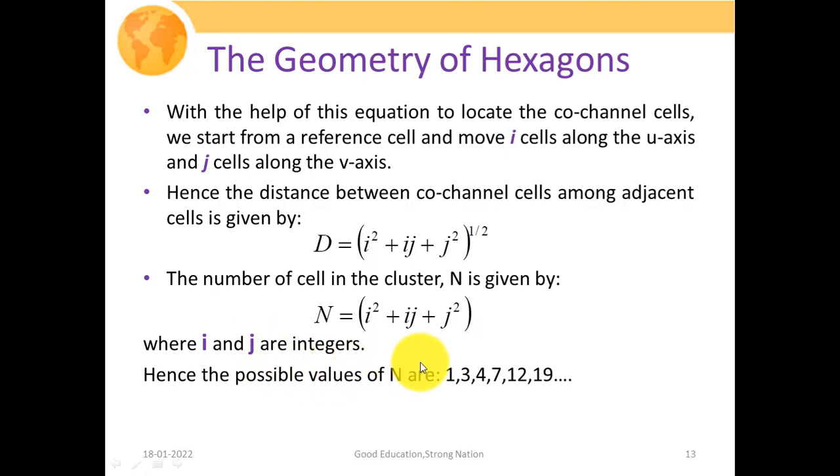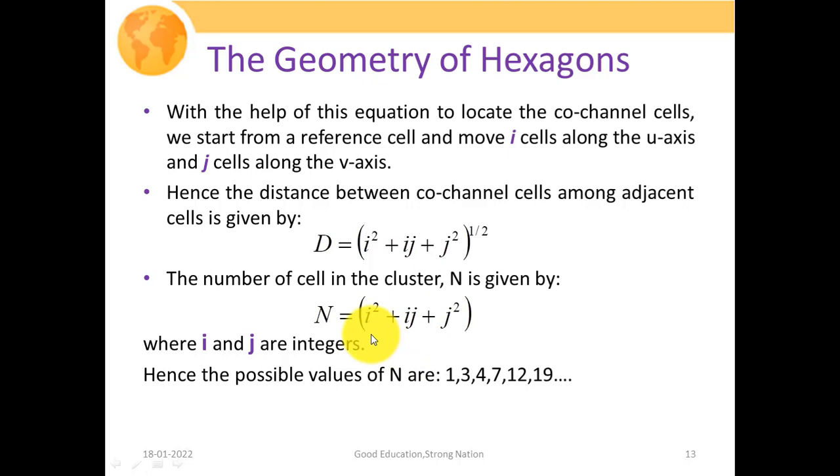Here i and j are integers, whereas the possible values of n are 1, 3, 4, 7, 12 and 19. Please keep in mind that we cannot talk about any specific cluster with a certain predetermined number of cells. That is, we cannot design a system whose cluster has 2 cells. It is not possible for this cellular planning. So the different numbers of cells that can reside in your cluster are 1, 3, 4, 7, 12 and 19, governed by the equation i square plus ij plus j square.